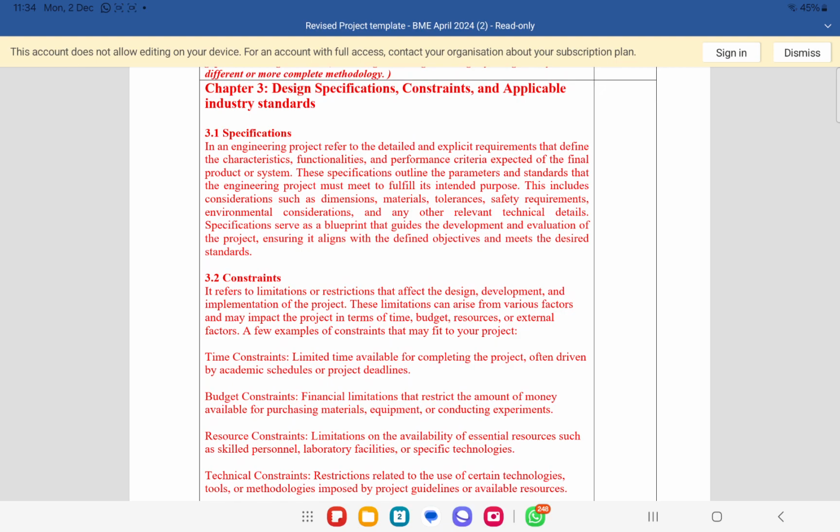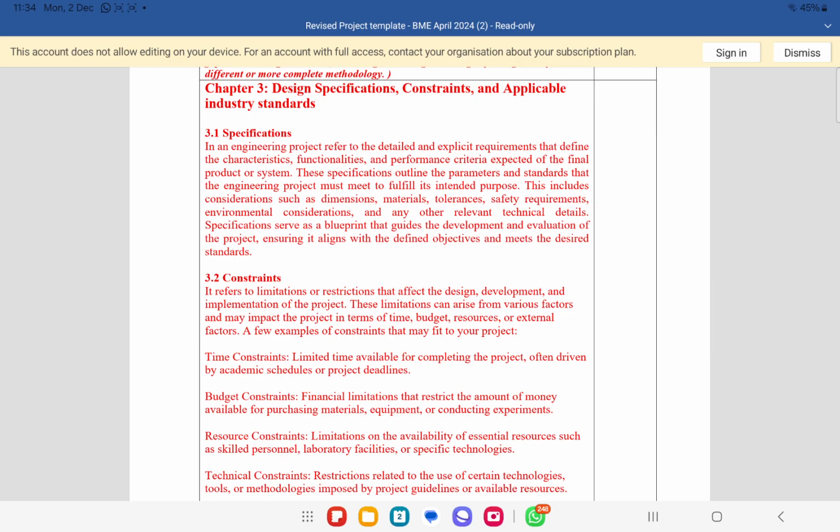Every design, whether it is a software project or a hardware project, the specifications are very important. There must be specifications, and specifications are nothing but the functionalities, the characteristics, the performance criteria expected from the final product design.